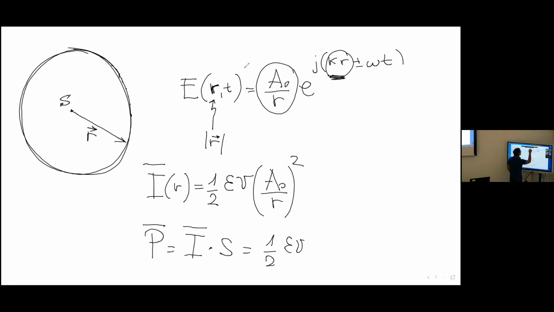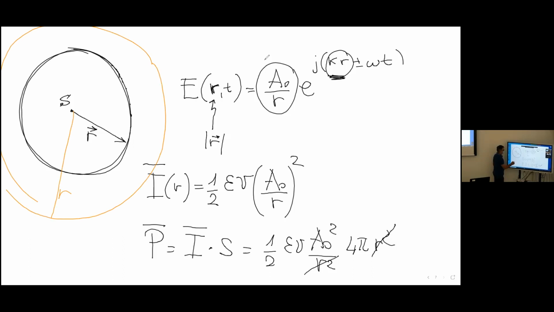This is A naught squared divided by r, and the surface of the sphere is 4 pi r squared, and then what magically happens? The r squared goes away, and the average power is 1/2 epsilon v A naught squared times 4 pi. And if you take a second sphere, with the same center but a larger r, the power that crosses this surface is the same.